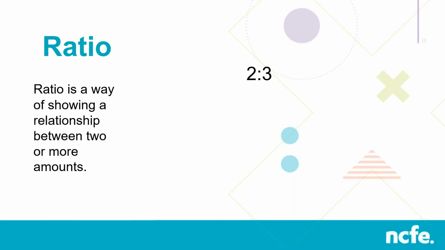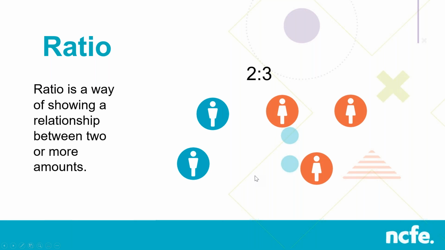So it doesn't have to be like the smallest number first, it's the way that you say it. So in this example, the ratio of men to women working at the supermarket is 2 to 3. So for every 2 men, we have 3 women working at the supermarket.